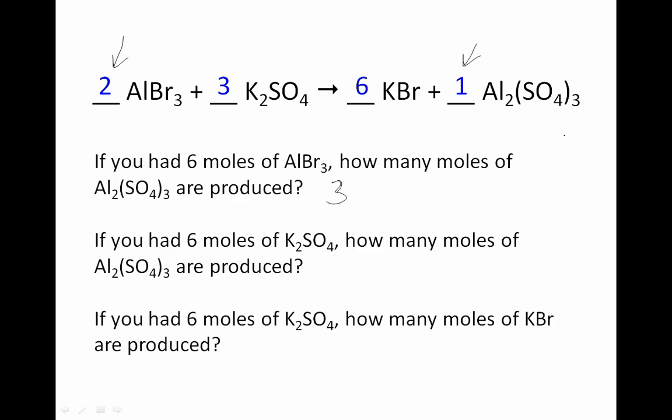But before we can begin the next lesson, we have to make sure we're really proficient at balancing equations. If you had 6 moles of potassium sulfate, how many moles of aluminum 3 sulfate are produced? So 3 moles produces 1, so 6 moles should produce 2. If you have 6 moles of potassium sulfate, how many moles of potassium bromide are produced? So 3 moles produces 6, so 6 moles would produce 12. And all that's looking at is the ratio of one to the other.